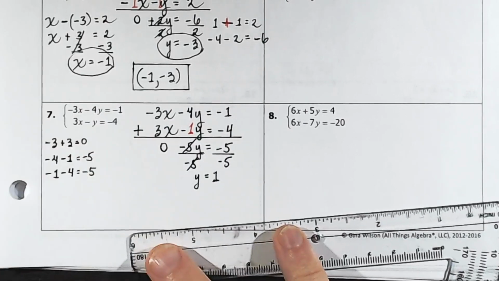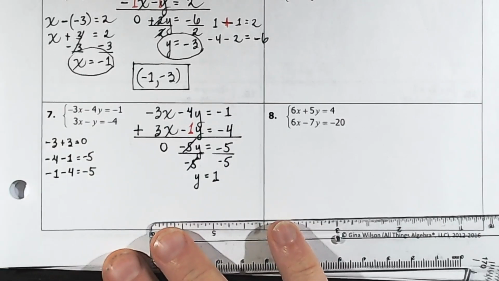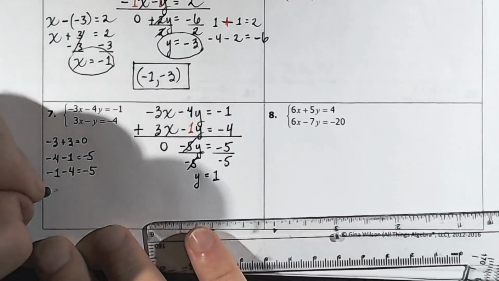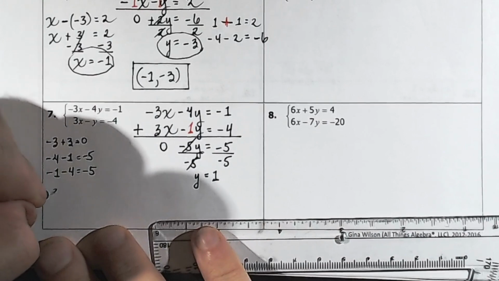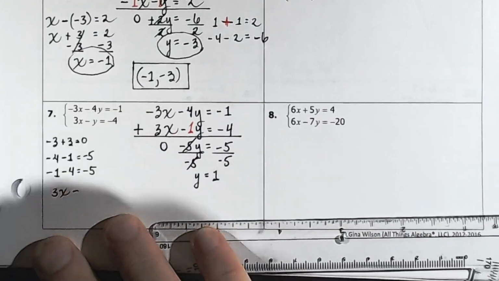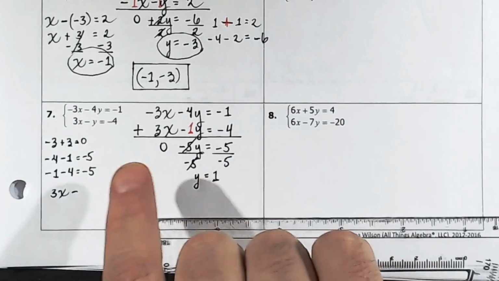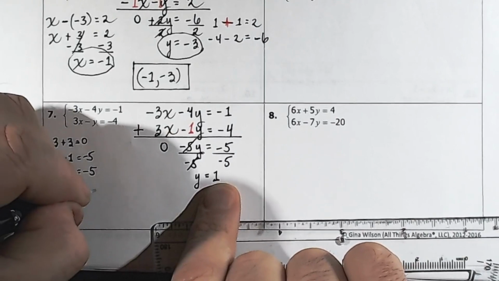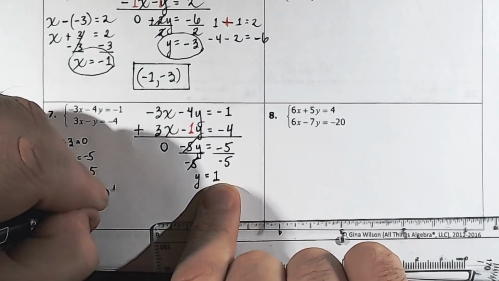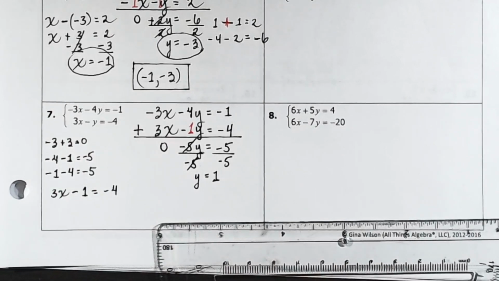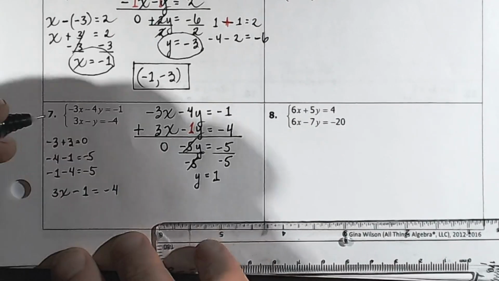Okay, so we have y. We just need to plug it back into one of our equations. Let's use the bottom one. It looks easier. So I have here 3x minus, and then instead of writing y, we'll write 1, equals negative 4. So here's my equation I need to solve for x. 3x minus 1 equals negative 4.